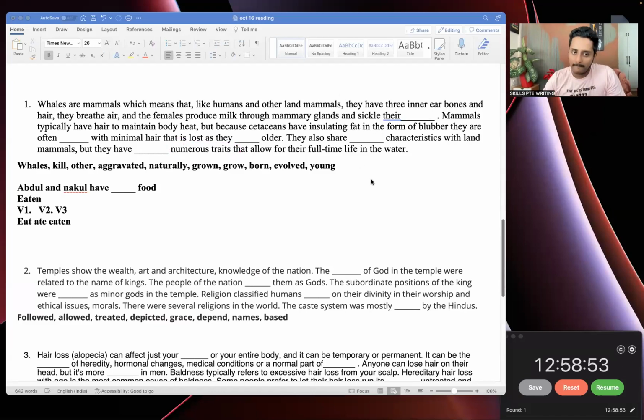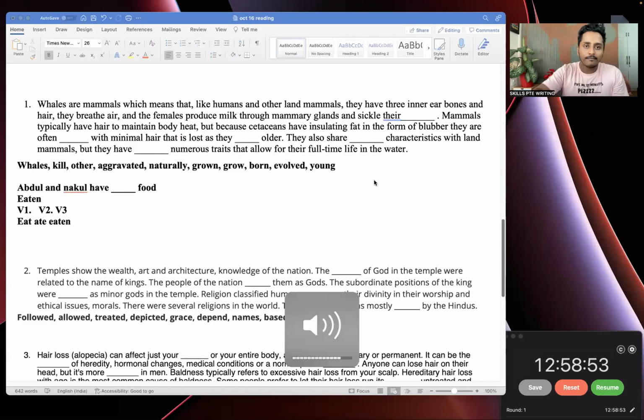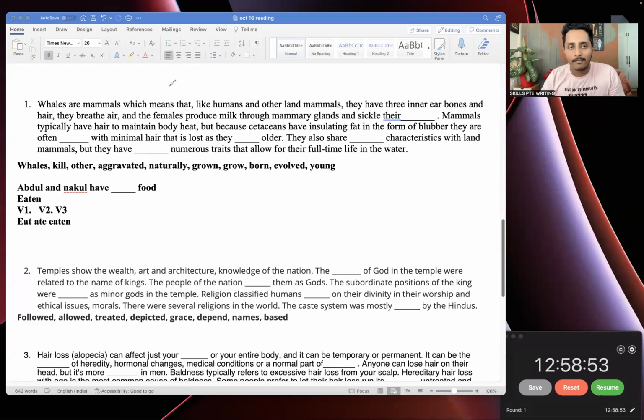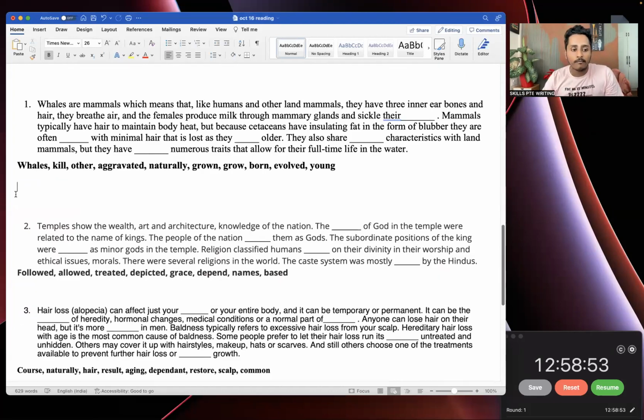Temple shows the wealth, art, architecture, knowledge of the nation. Can you keep the mic a bit away? A bit louder. Is it fine now? Temple shows the wealth, art, architecture. Oh, second one. No, not you. You would get 5 out of 5. I want some other one.